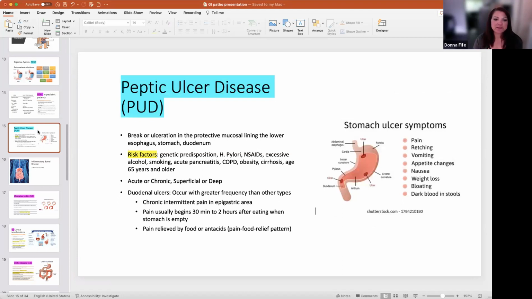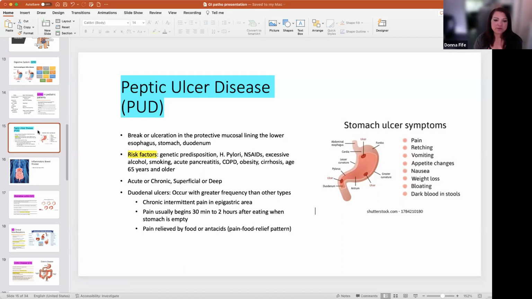Peptic ulcer disease, this is where there is a break or an ulceration in the protective mucosal lining of the lower esophagus, the stomach, or the duodenum. Risk factors: there is a genetic predisposition for it. H. pylori can cause this, excessive use of NSAIDs, excessive alcohol, smoking, pancreatitis, COPD, obesity, cirrhosis, or being over 65 years of age. This can be acute or chronic, and it can be superficial or deep.